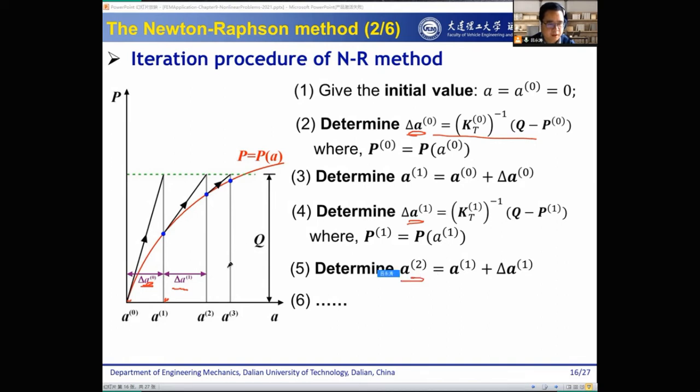Every time we calculate, we have to do the inverse, because the slope of those lines is changing. You can see after several iterations it will converge to the solution. So this is the procedure of how the calculation converges to the solution.